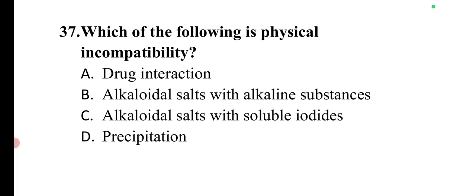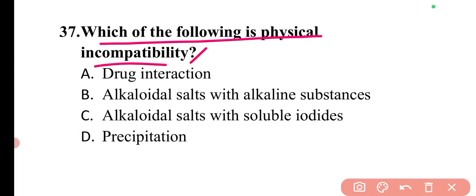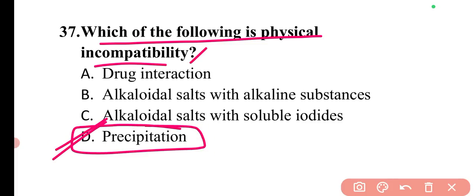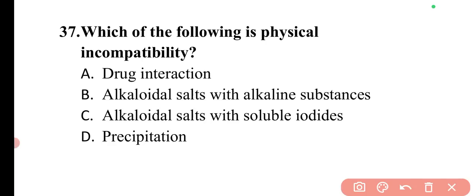Then next question is, which of the following is a physical incompatibility? So basically a type of physical incompatibility is precipitation. So similar type of options are there. So this one is the therapeutic incompatibility, alkaloidal are the chemical incompatibility. So precipitation is physical incompatibility. So with this question, we are completing this particular section, which is the prescription, Latin terms, and incompatibilities.